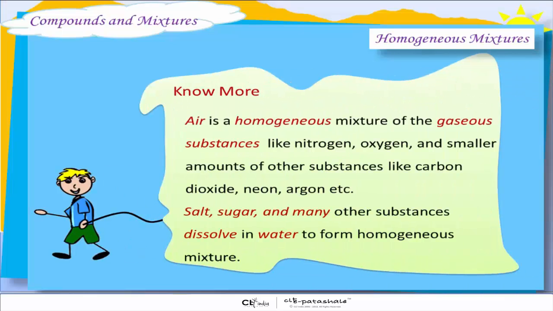Air is a homogeneous mixture of gaseous substances like nitrogen, oxygen and smaller amounts of other substances like carbon dioxide, neon, argon, etc. Salt, sugar and many other substances dissolve in water to form a homogeneous mixture.